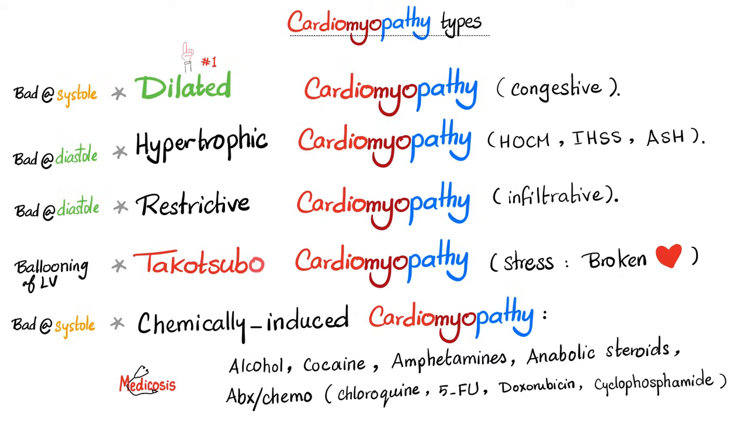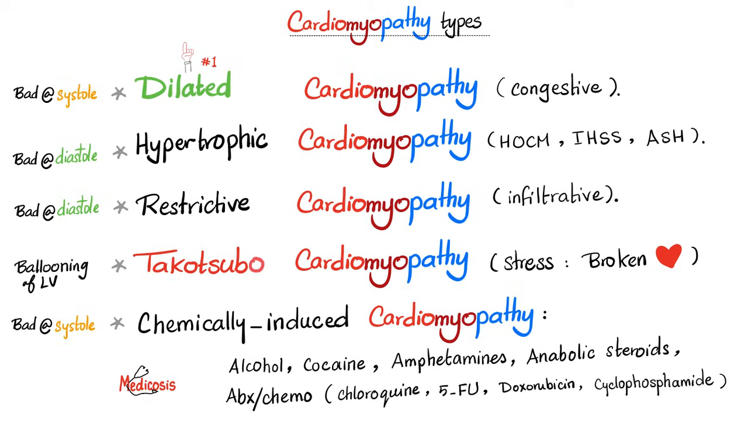Takotsubo cardiomyopathy, or broken heart syndrome, or stress cardiomyopathy, which we have talked about in another video. And we also have chemically induced cardiomyopathy. What kind of chemicals are we talking? Alcohol, cocaine, amphetamines, anabolic steroids, some antibiotics and chemotherapeutic agents such as chloroquine, 5-FU, doxorubicin, also known as adriamycin, which is one of the anthracyclines, and cyclophosphamide, one of the alkylating agents.